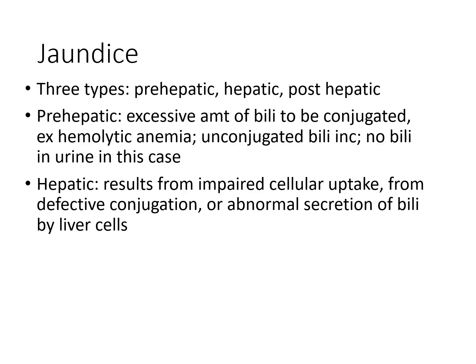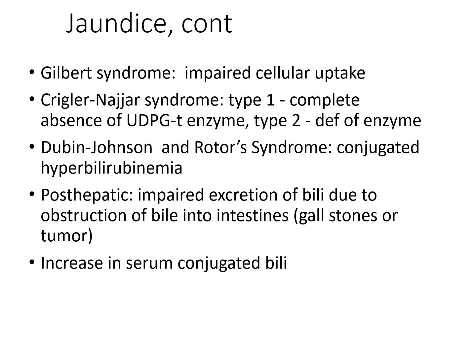In prehepatic jaundice, there is no bilirubin present in the urine because unconjugated bilirubin is not soluble and cannot be excreted by the kidneys. Hepatic jaundice results from impaired bilirubin processing by the liver cells. Some causes include defective uptake of bilirubin by the hepatocytes, defective conjugation due to enzyme deficiencies, or abnormal secretion of conjugated bilirubin into bile. So both conjugated and unconjugated bilirubin levels may be elevated depending on the specific liver dysfunction.